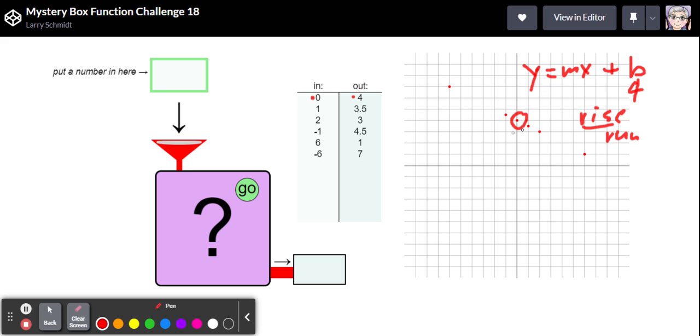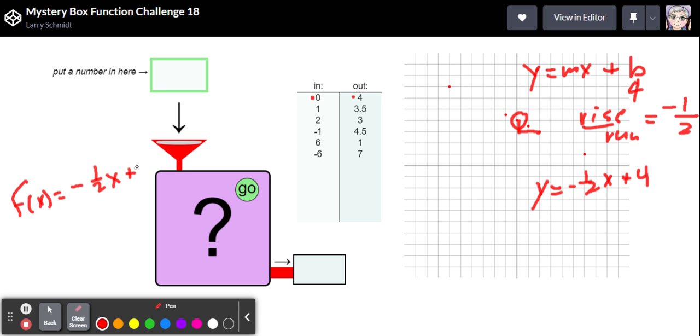The slope is rise over run, and it looks like we're going down as we go to the right. So it's going to be a negative slope, and we're going down by, well, let's do this much. So we're going to go down 1 and over 2. So down 1 is -1 and over 2 is a +2. So it looks like the slope is -1/2. So I'm thinking an equation for the line would be -1/2 x plus 4. So that would make our function f of x equals -1/2 x plus 4.